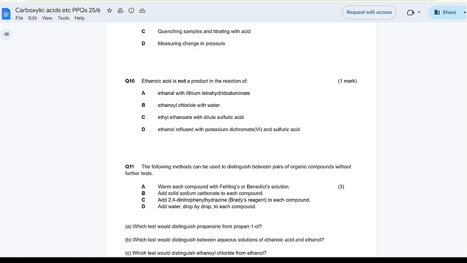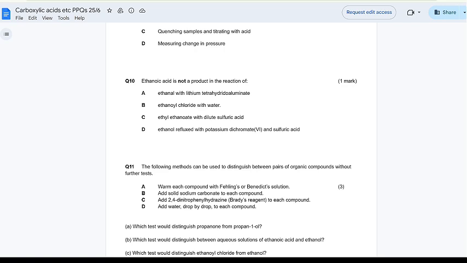Okay, we're back here. This one is lithium tetrahydroaluminate. So an ethanol, reduction of ethanol. I don't think that makes sense to produce ethanoic acid. So maybe A. Ethanoyl chloride with water, acyl chloride. Yeah, that makes sense. Ethyl ethanoate with dilute acid. Yeah, that's just acid hydrolysis there, which would produce ethanoic acid.